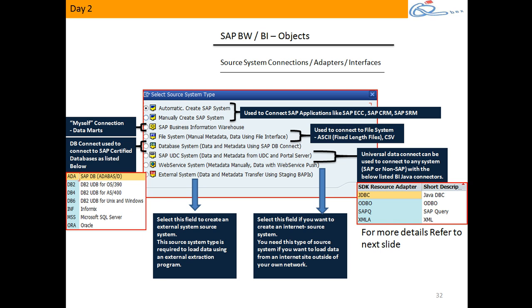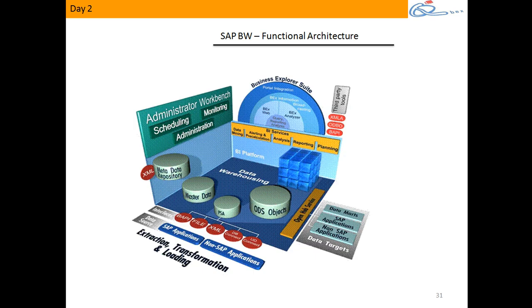Your BW has a dual stack: your BW application server will have some programs relevant to ABAP, and you will have some programs relevant to Java also. In that case, UD Connector can connect even databases that are not SAP certified. Any database or any SAP application can be connected through UD Connector. But performance wise it is slow because it is based on the Java stack. Okay. So like this we have got different adapters.